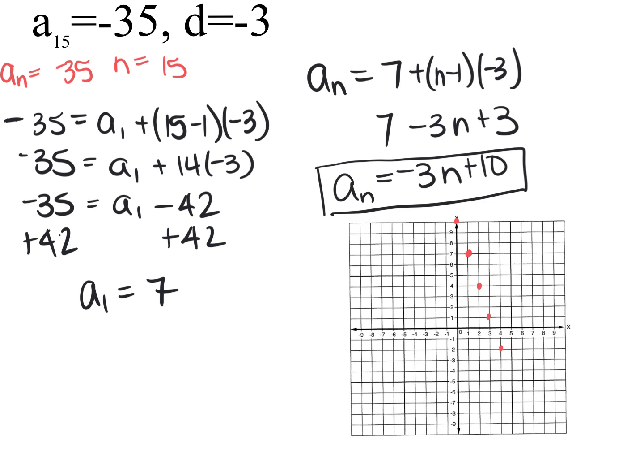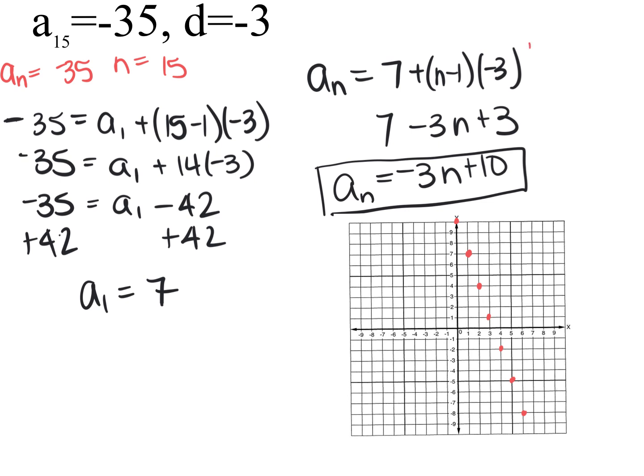The fifth term? Oh, yep, negative 5. And the sixth term, negative 8. Okay. You're just moving down 3 and over 1 until you have all 6 graphed. Questions on those?